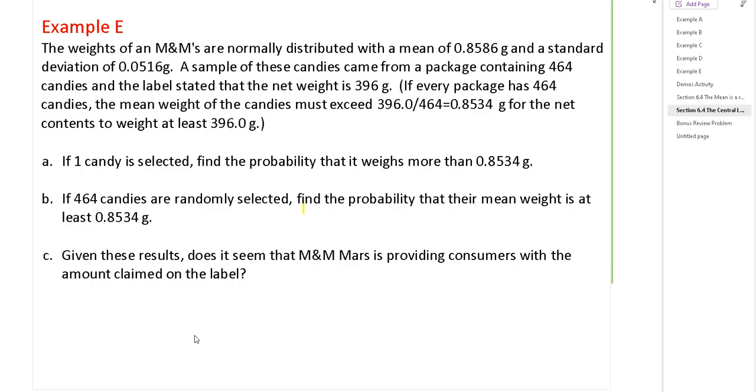If we take one candy and select it, let's see. Read here.